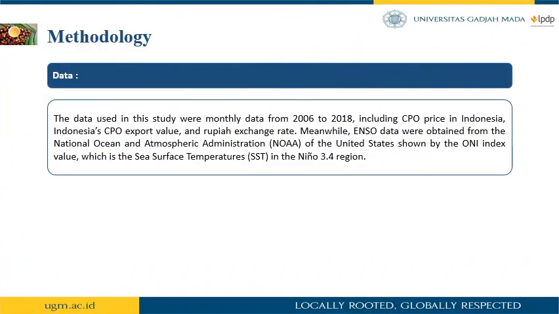The data used in this study were monthly data from 2006 to 2018, including CPO price in Indonesia, Indonesia's export CPO value, and rupiah exchange rates. Meanwhile, ENSO data were obtained from the National Oceanic and Atmospheric Administration, or NOAA, of the United States, shown by the ONI index value, which is the sea surface temperatures, or SST, in the Nino 3.4 region.